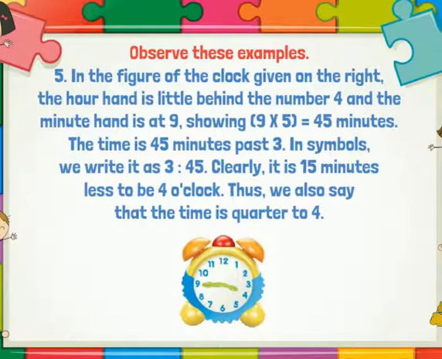In the figure of the clock given on the right, the hour hand is a little behind the number 4 and the minute hand is at 9, showing 9 into 5, 45 minutes. Therefore, the time is 45 minutes past 3. In symbols, we write it as 3:45. Clearly, it is 15 minutes less to be 4 o'clock. Thus, we also say that the time is quarter to 4.